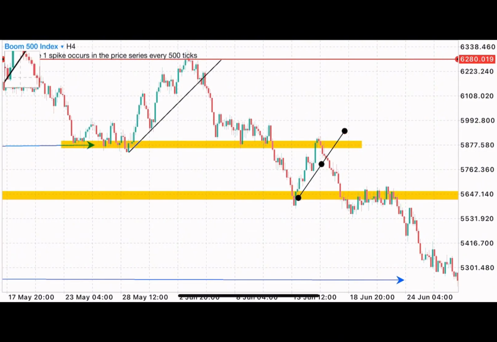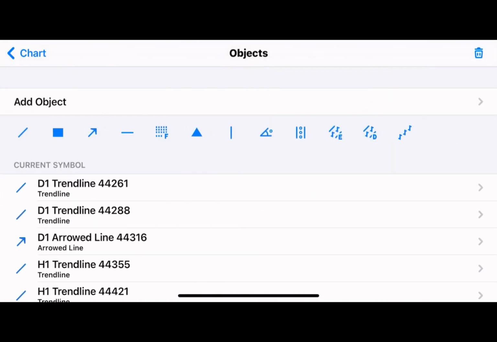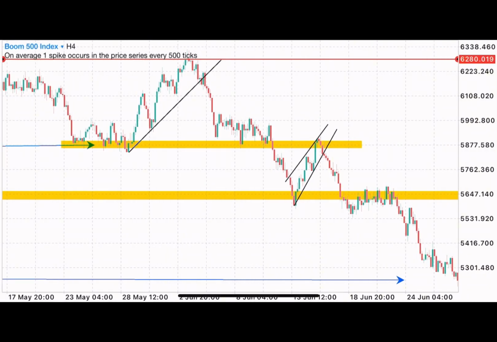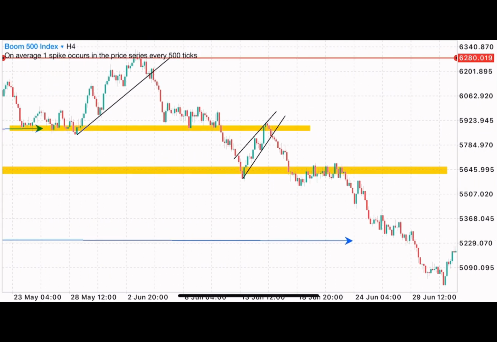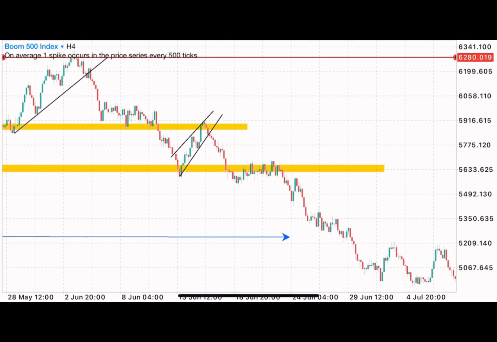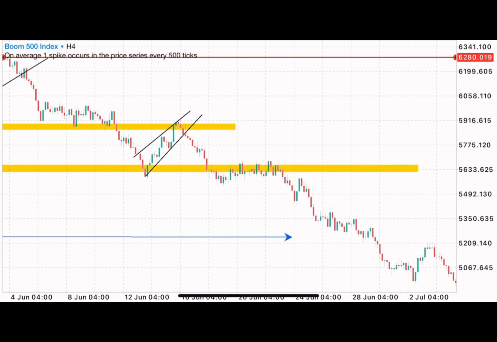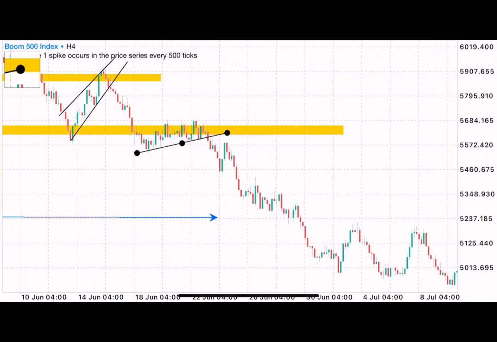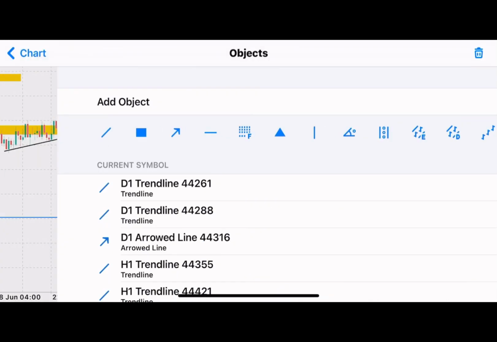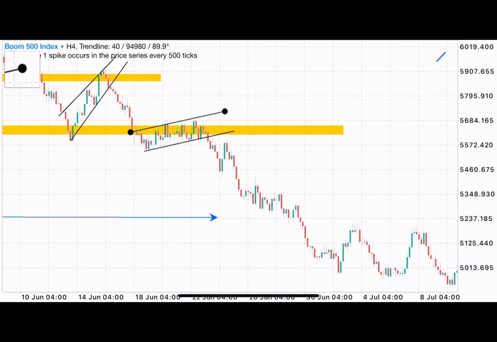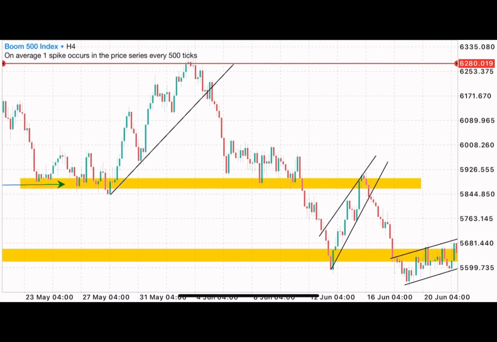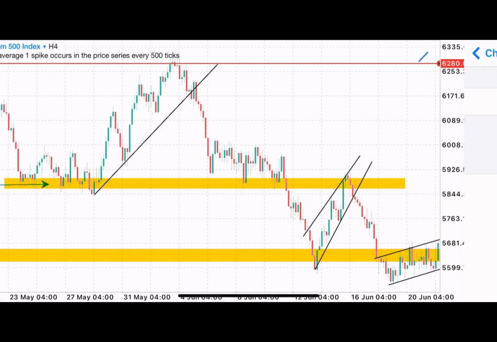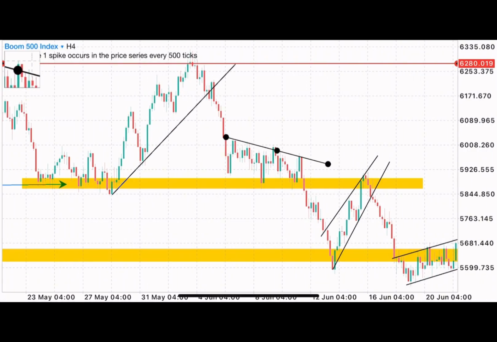Here, you could have used this counter channel to the upside. You could have sold nicely. Here as well, you could have also sold based on that. So you see how many opportunities were there. Opportunities were being presented as it was coming down.